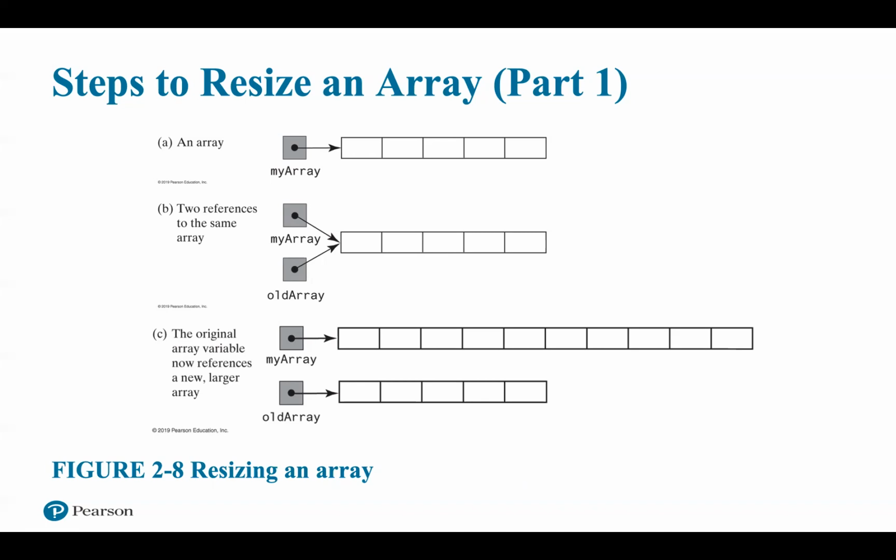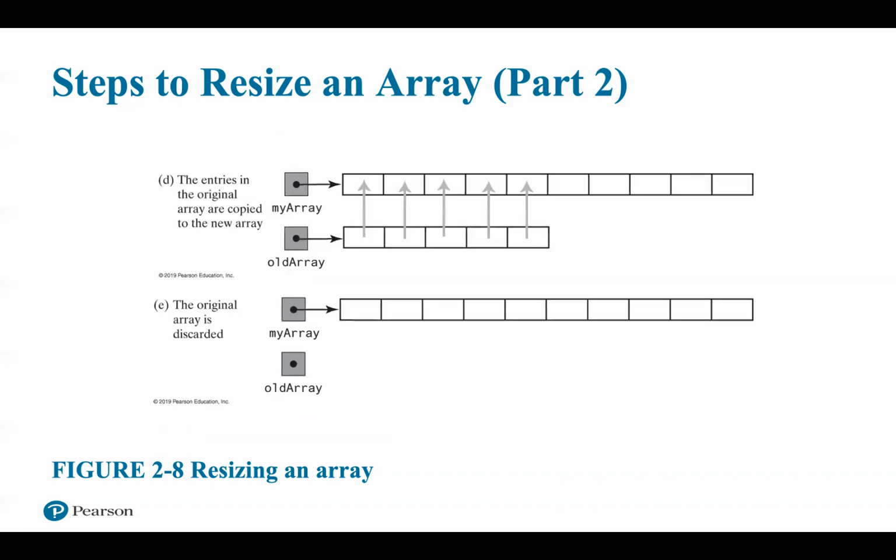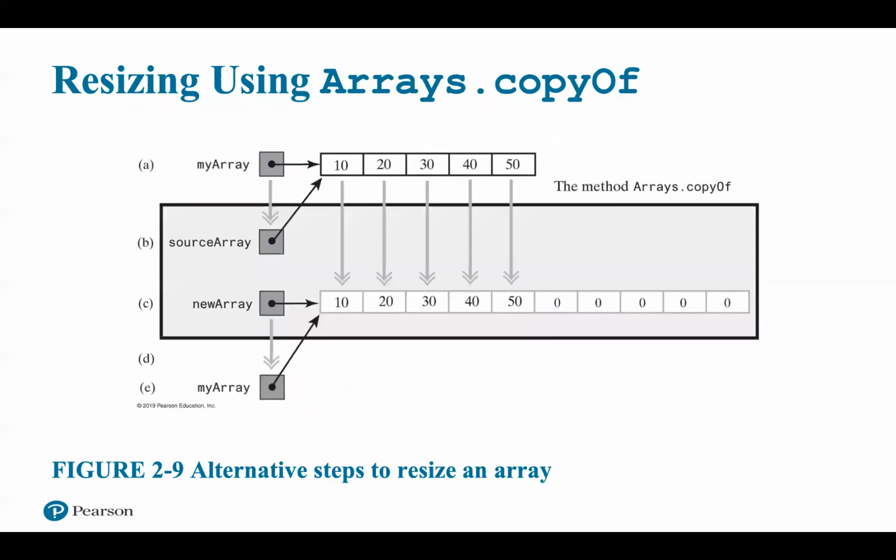So the new array typically doubles the size of the original array. The final step copies the contents of the original array to the new one and then discards the original array, which we see here on this next slide. And so that's one process of how you could do a doubling of an array size.